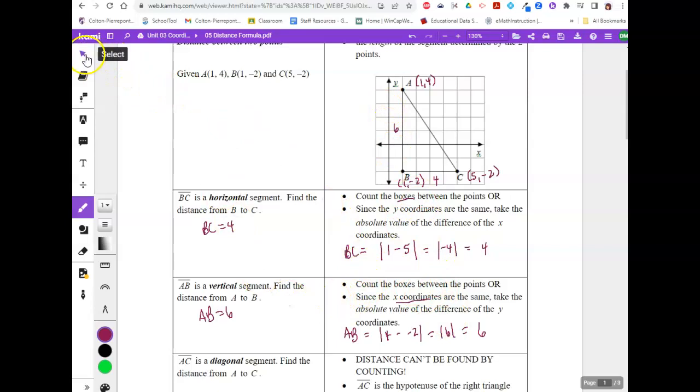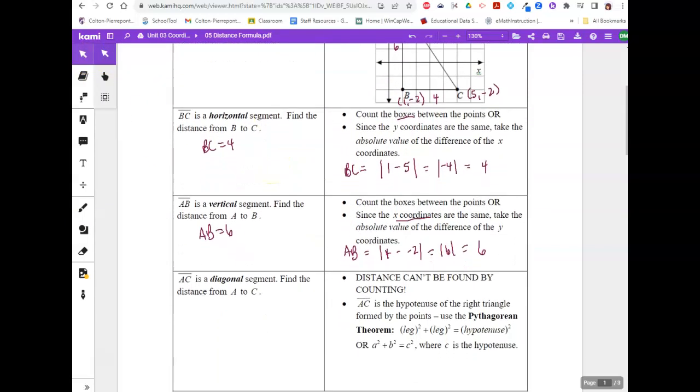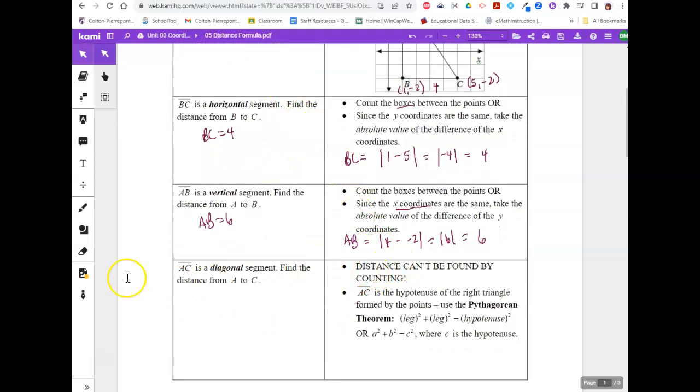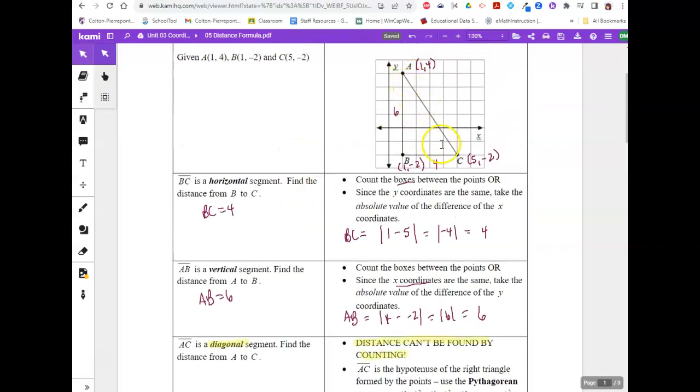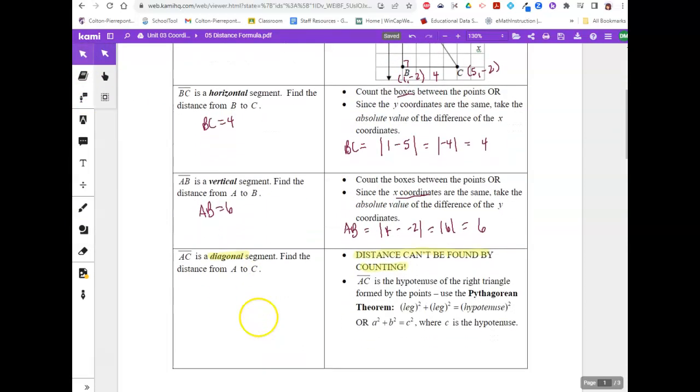Okay, now we run into an issue when we look at a diagonal segment. Distance can't be found by counting if it is diagonal. There is no way for that to work. Okay, but if we look at this line right here, this is the hypotenuse of a right triangle. The hypotenuse is the side that is across from the right angle. The right angle is right there because a horizontal and vertical line make a right angle. So if that is the hypotenuse, we can actually use the Pythagorean theorem.